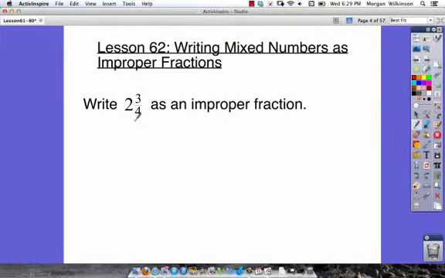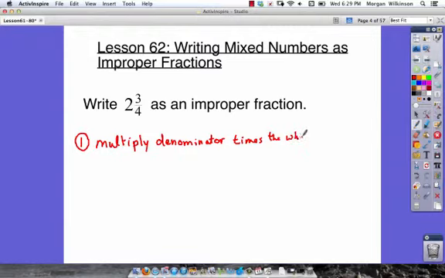So in order to do this, our first step when we write a mixed number as an improper fraction is going to be to multiply, and we're going to multiply the denominator times the whole. So if we multiply the denominator times the whole, and we'll put the whole part of our mixed number, in this problem we're going to get 2 times 4. So 2 times 4, that's equal to 8.